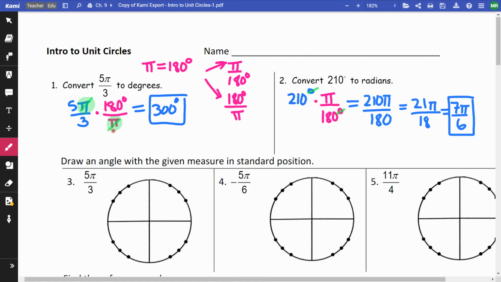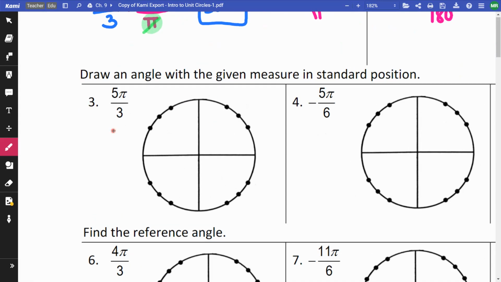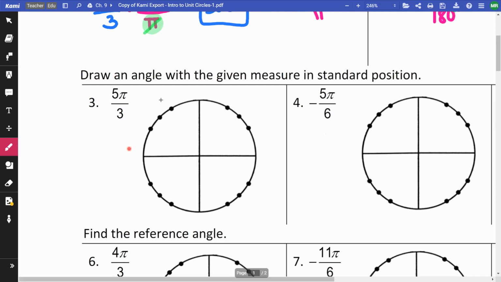Okay. On the next section, draw an angle with the given measure in standard form. I know we kind of started this when we were talking about this. If you have your composition book out and you see where the radians are, you can refer to that right now if you're having trouble knowing where things are, okay? But what you want to remember is that we have fourths, we have thirds, we have sixths. Sixths are smaller than thirds, okay? So these ones here are my sixths. The higher ones are my thirds and the middle ones are my fourths, okay?